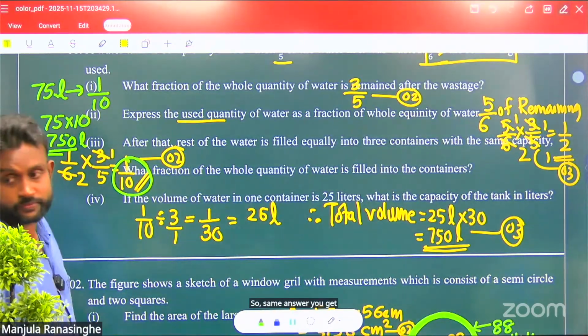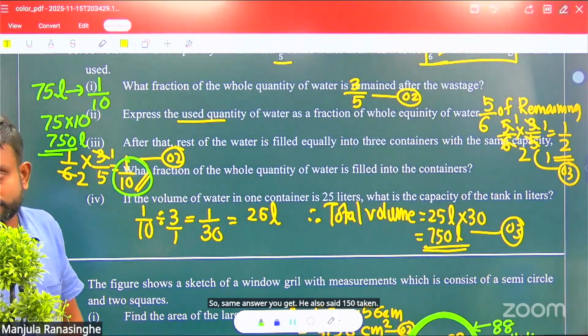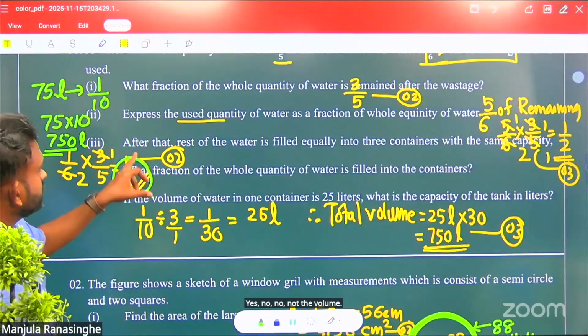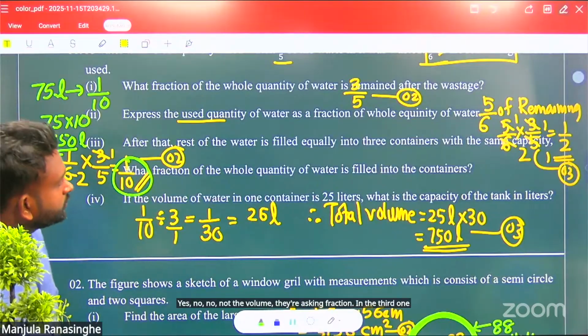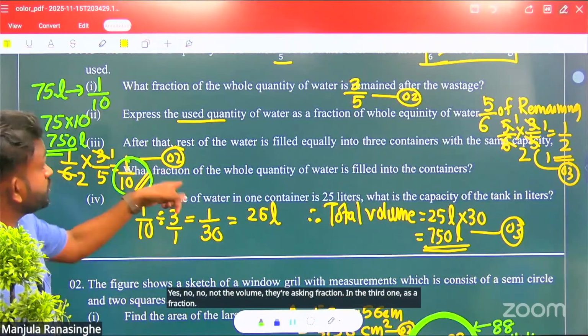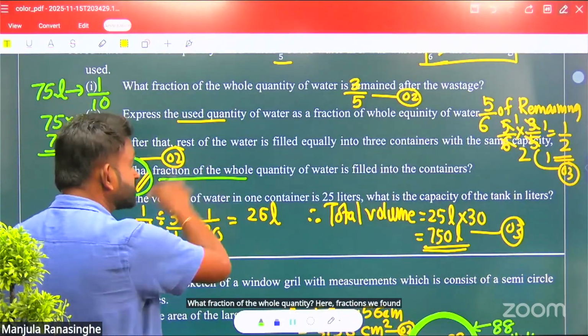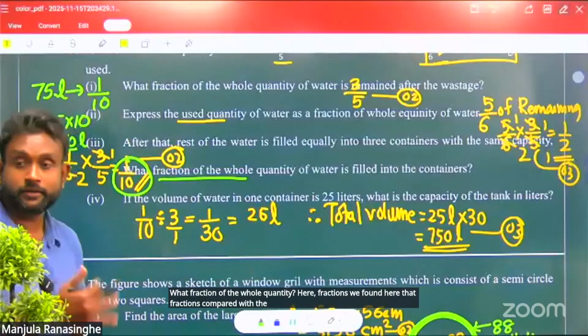You also took 750. So in the third question they have given that the rest of the water is filled equally to three containers with same capacity. So we have to find that volume also, right, in that question itself? No, not the volume. They're asking for a fraction. In the third one, as a fraction. What fraction of the whole quantity? Here, fractions we found. Here, those fractions are compared with the liters to find the total volume.